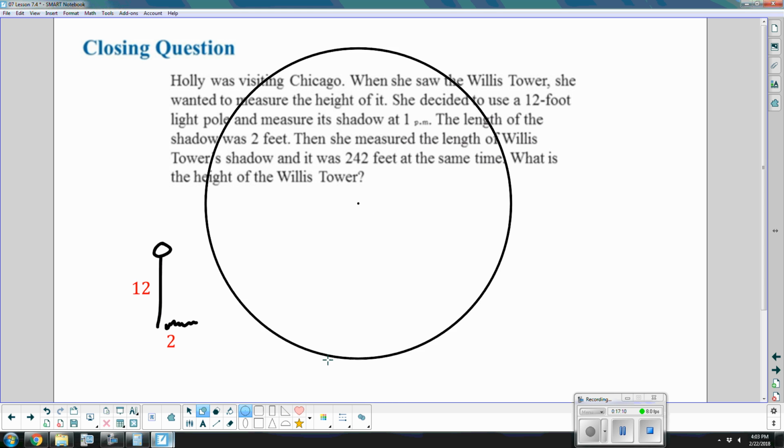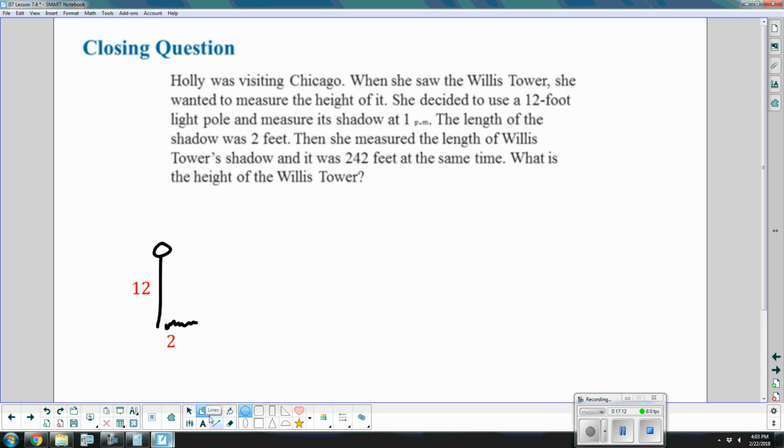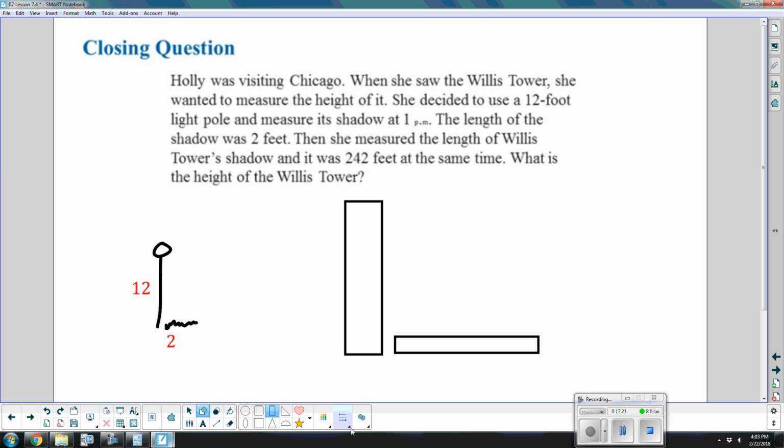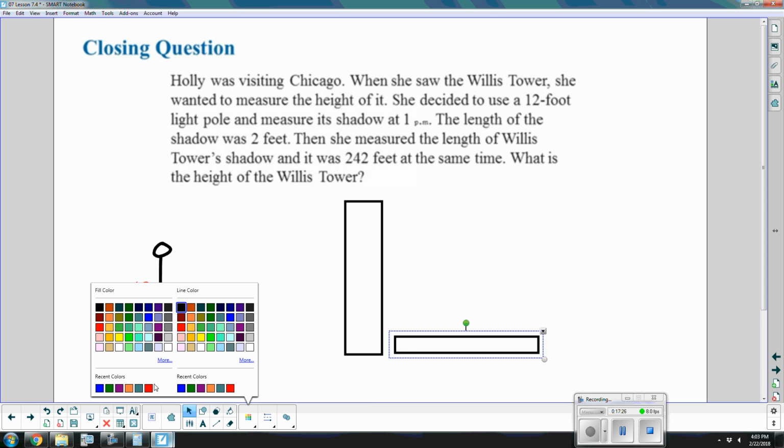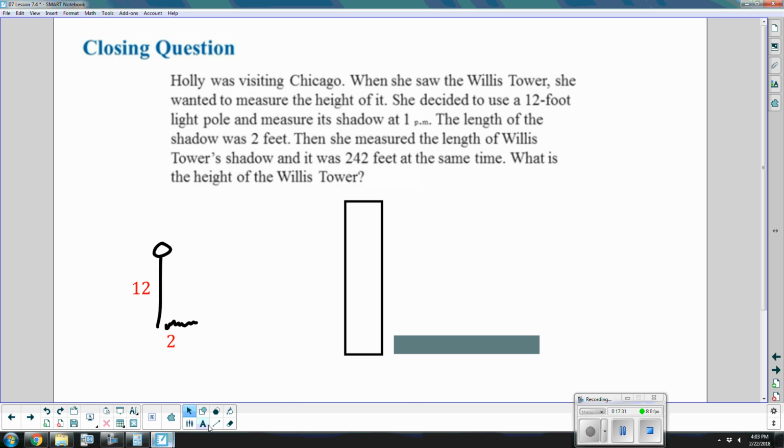So then she looked at the shadow of the Willis Tower. So here's the Willis Tower, and here's the shadow. And she measured the shadow, and the shadow of the Willis Tower was 242 feet. So what she's wondering is, how tall is the Willis Tower?